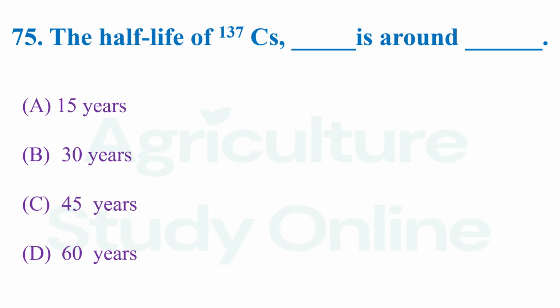Question number 75. The half-life of cesium-137 is around dash. So 15 years is too short, so it is 30 years. So the half-life of cesium-137 is around 30 years. This is important in food irradiation and contamination studies, with common radioactive contaminants, for example, nuclear fallouts. So the correct option is option number B, that is 30 years.